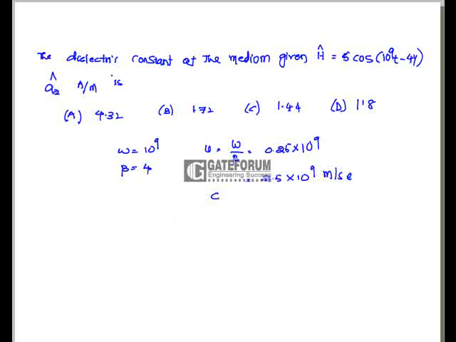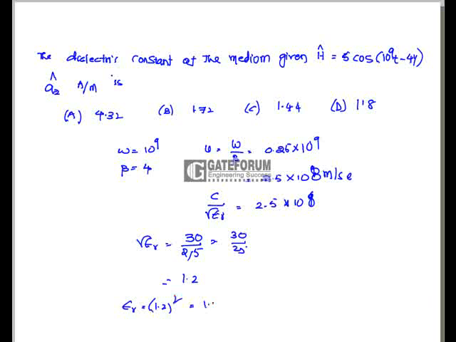So here C by root epsilon r is 2.5 into 10 power 8. So root epsilon r is 3 by 2.5, that is 30 by 25, which is equals to 1.2. Epsilon r is 1.2 whole square, which is 1.44. That is option C is correct.